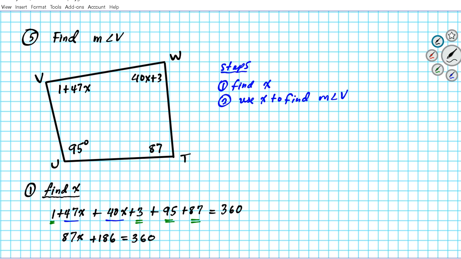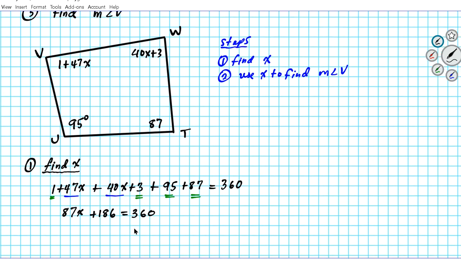All right, so to get x by itself, we're going to carry out two steps. We're going to subtract 186 and then divide by 87. Okay, let's do this. So you subtract 186 from both sides of the equation. Carry out that subtraction, and then you get 87x. All right, so now do the subtraction.